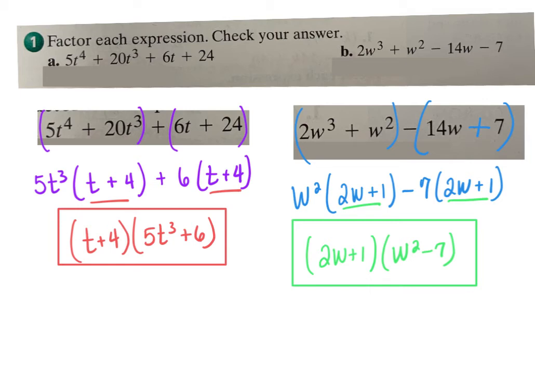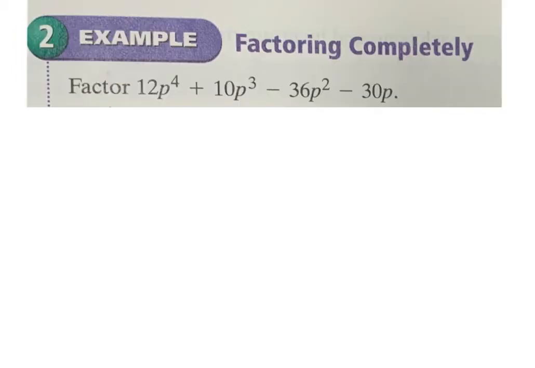So for the first one, 5t cubed came out of this first group, 6 came out of the second, t plus 4 was what was left over, so that's what you pull out first. And then you have 5t cubed plus 6 left. So remember, your first step is to look for a common factor. And so for these, your first step is to look for a common factor between all of them.